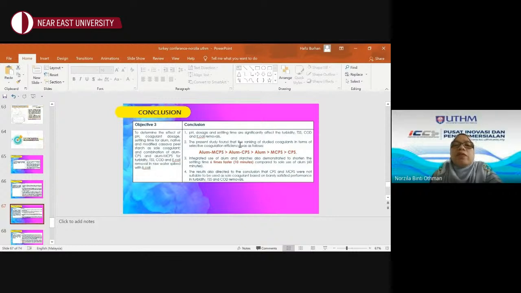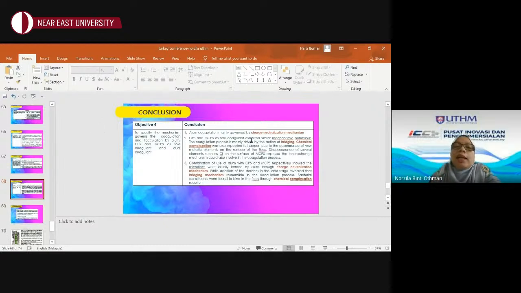The present study found the ranking of coagulants. First, alum combined with modified cassava peel starch, followed by alum combined with cassava peel starch, followed by alum, MCPS and finally CPS alone. Integrated use of alum and starch was also demonstrated to shorten the settling time 6 times faster. The results also indicated that CPS and MCPS were not suitable to be used as a sole coagulant, but it could be possible to combine them with other coagulants.